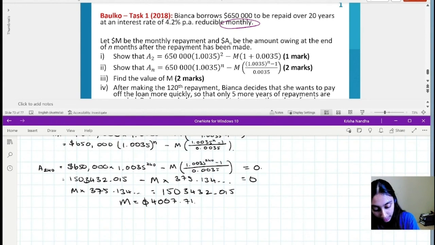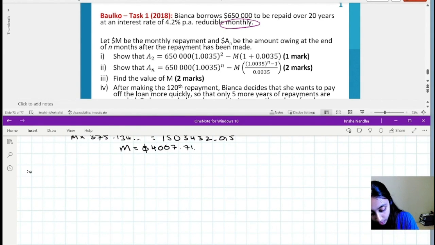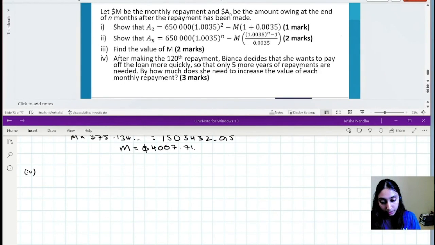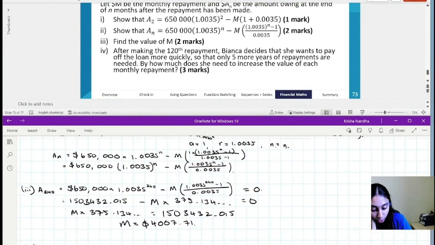Okay, that's question III. And lucky last, question IV. Question IV says, after making 120 repayments, Bianca decides that she wants to pay off the loan more quickly, so that only 5 more years of repayments are needed. How much does she need to increase the value of her monthly repayment? Okay, so this is a bit annoying. I mean, it's going to be good for her, but it's going to be annoying for us bankers because now we need to do more maths.